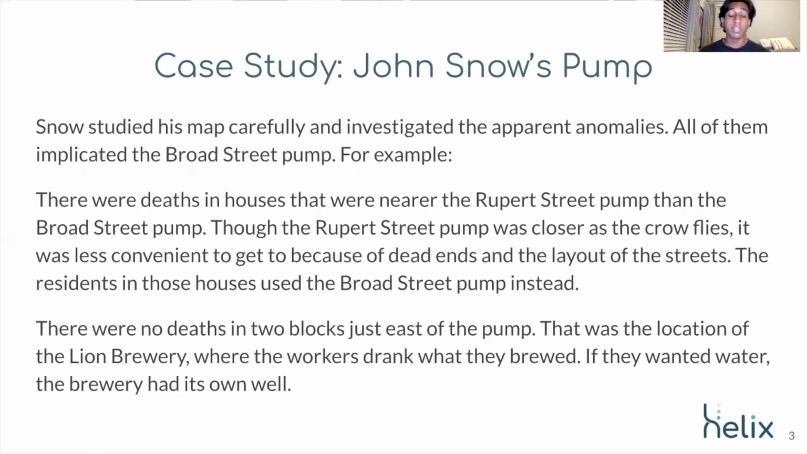It was commonly well known at the time in this area that even though the Rupert Street pump was closer to these houses, it was less convenient to get to because of dead ends and the basic layout of the streets. Therefore, the residents of those houses were forced to use the Broad Street pump instead.